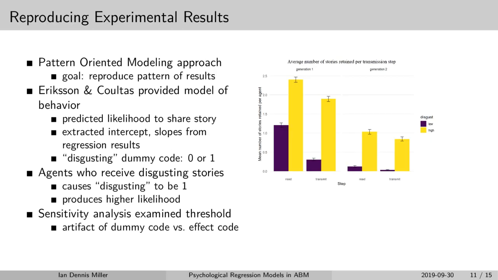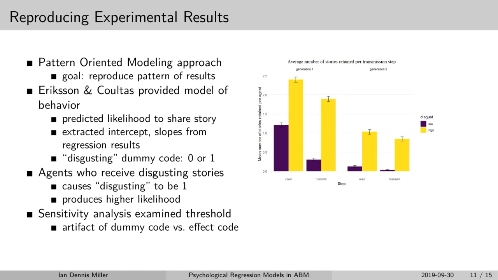I based my approach on pattern-oriented modeling with the initial goal of reproducing the Erickson and Koltas results. Their model predicted the intention to share a story, so I extracted the intercept and the slopes from that model. There was a term called disgust, whether the story was disgusting or not, and they had dummy coded that as being either 0 or 1.